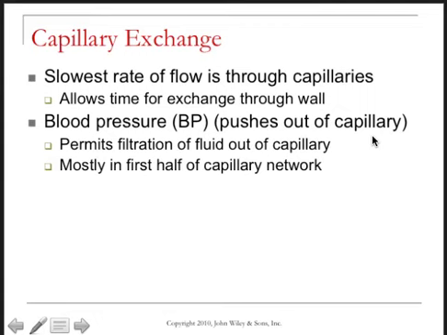Now, what is osmotic pressure? That's just the flow of water down its concentration gradient from where it's most concentrated to where it's least concentrated. Diffusion is another aspect of this.